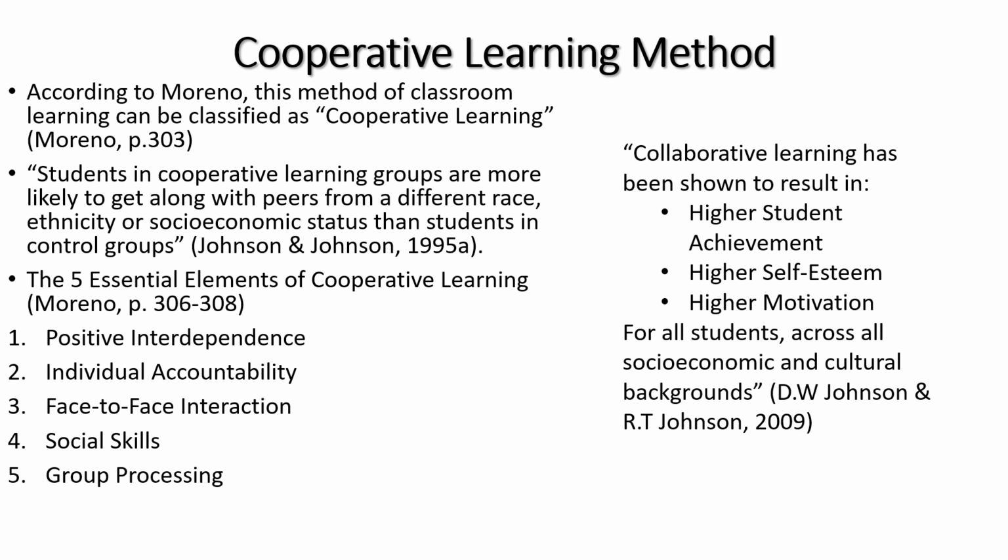A lot of my thesis related to what Moreno spoke about in cooperative learning. These are just a few of the things from Moreno that I was able to pull out. I read this in Moreno, and a lot of it pertained to the class that I was observing. Students in cooperative learning groups are more likely to get along with peers from a different race, ethnicity, and socioeconomic status than students in control groups. This really brings together a lot of what I was observing.